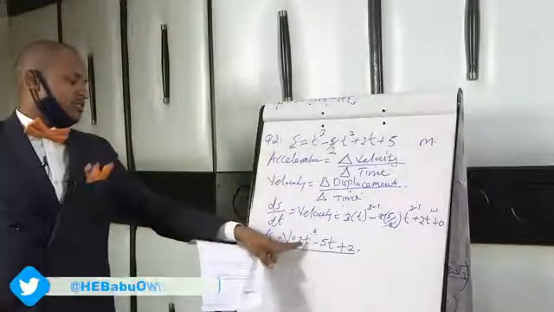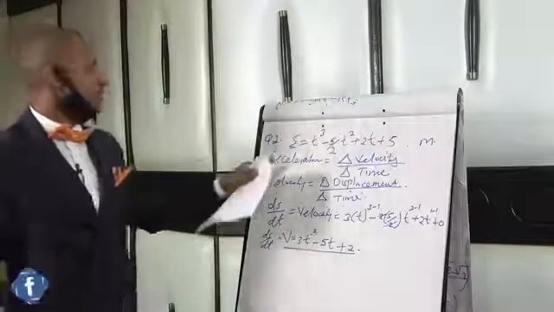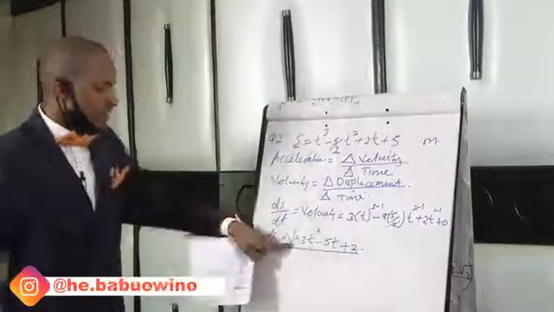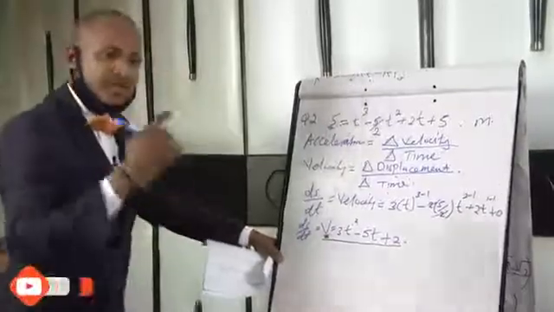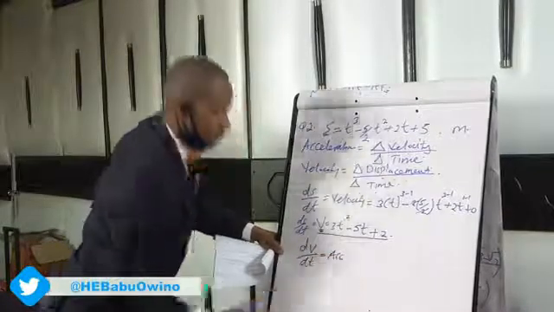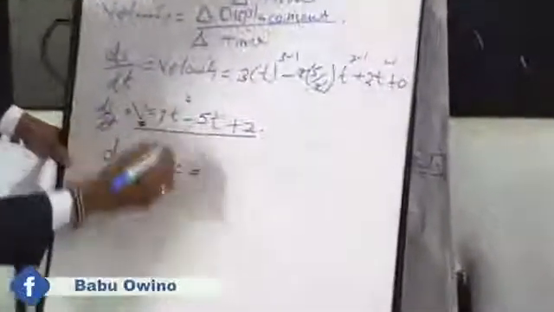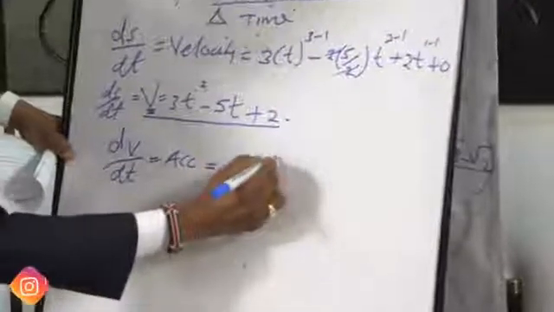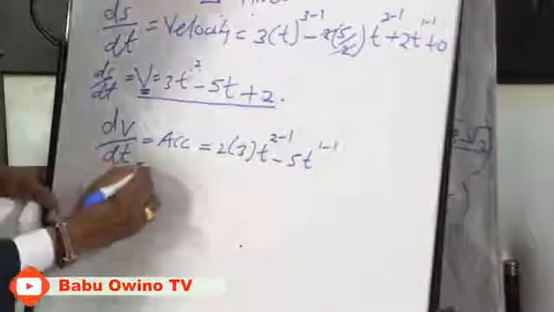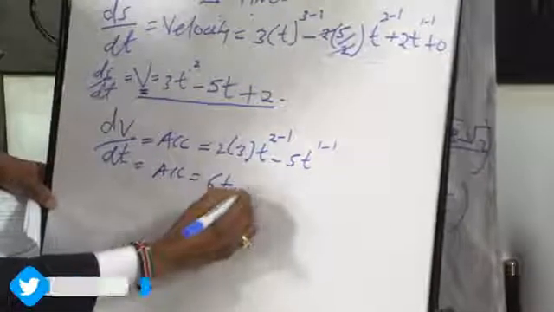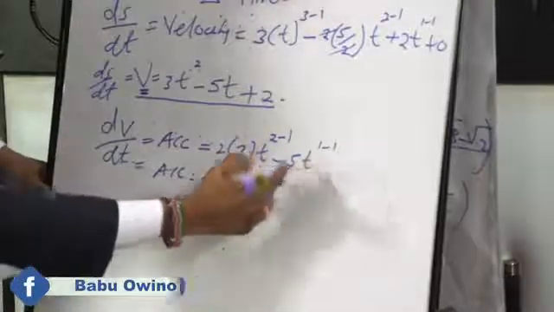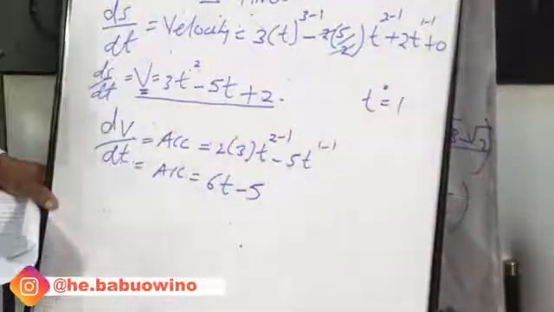Now, we know our velocity is 3t squared minus 5t plus 2. We want to find the acceleration, and we said acceleration is change in velocity divided by change in time. Therefore, we further differentiate the velocity, which will give us dv/dt. This gives us the acceleration. Further differentiating, you bring 2 down, multiply by 3, then t to the power 2 minus 1, minus 5 into t to the power 1 minus 1. So our acceleration equals 6t minus 5, where t to the power 0 is 1. So this is our acceleration.